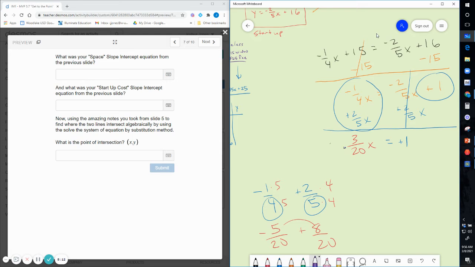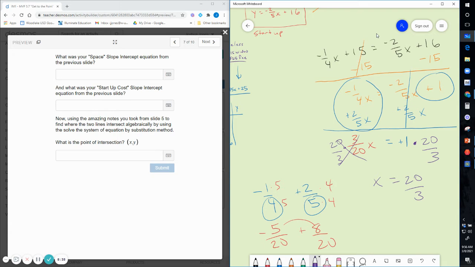You multiply by its reciprocal. Multiply both sides by the reciprocal. This all cancels and you get x equals 20/3 times 1. This is multiplication times a positive 1, which gives us 20/3.